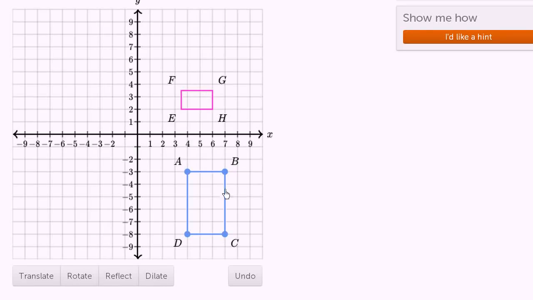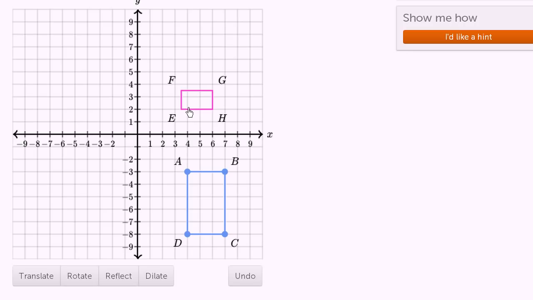These two quadrilaterals, quadrilateral EFGH and ABCD, are similar if, through some combination of translations, rotations, reflections, and dilations, I can make them sit on top of each other. And similarity allows us to use dilations, which essentially means scaling one of the figures up or down.